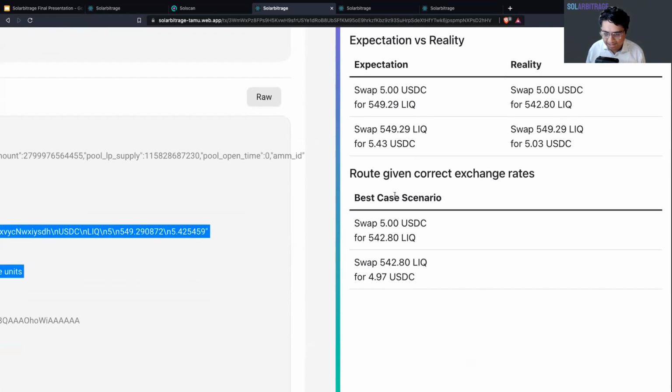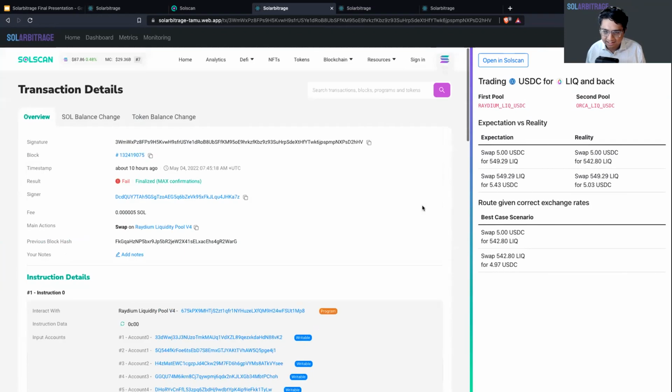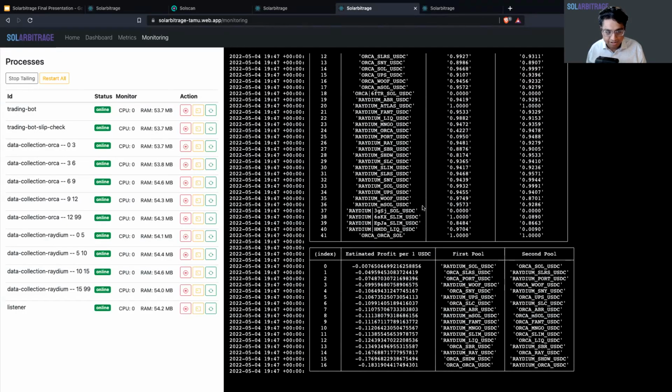We can also see the best case scenario. So this is assuming we correctly estimated the rates for both transactions. So even in the best case scenario for this particular transaction, if we guessed the rate, we would still end up losing 3 cents on this transaction. So that's it for the dashboard and transaction detail page. We also have a monitoring page. This lets us have real-time views into the processes running.